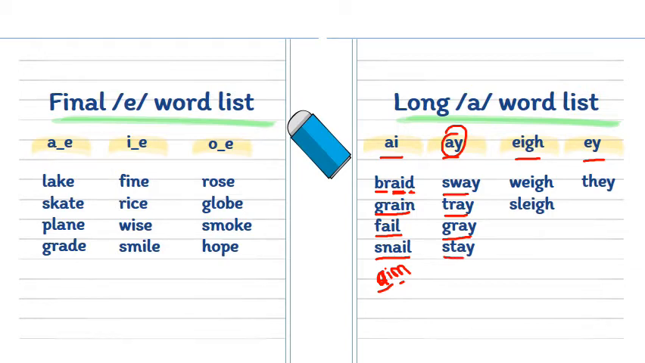Here I have EIGH. Sometimes it can be in the middle or the end. In the end, as in weigh, or sleigh. I can also have weight. For example, if I add T, it will become weight. When you weigh something, you want to find its weight. And the last one is EY. For example, the word they, or as we said before, I have the word obey as well.